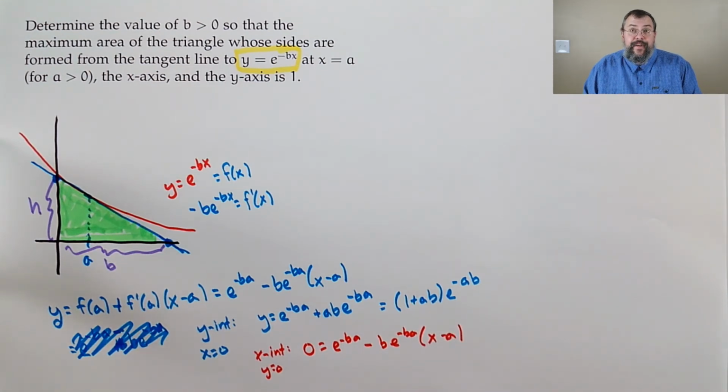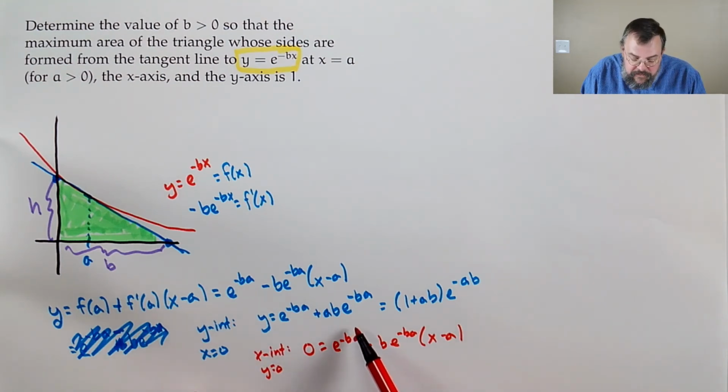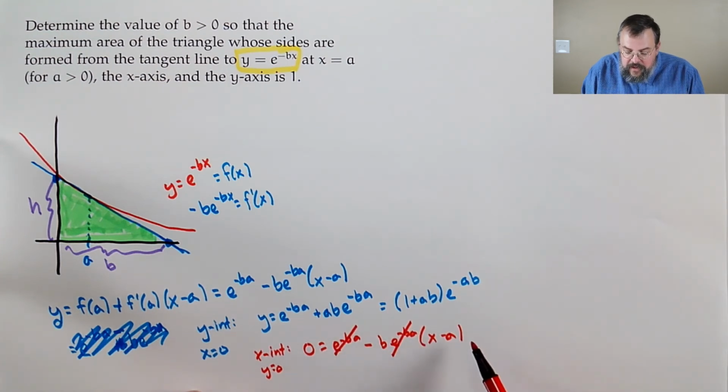Now, the good news is we can do a quick simplification, and that makes our life a lot better. Notice that both terms have e to the minus ba. And we know e to the minus ba is never going to be 0, because it's e to something, and e to something is never 0. So those we can knock out. So what do we have? This is really equal to 1 minus b times x minus a.